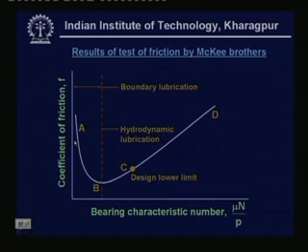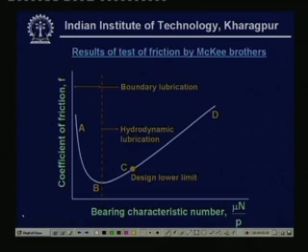Now, this is one of the plots you can see, of the coefficient of friction versus bearing characteristic number. So, what is this bearing characteristic number? This is a non-dimensional parameter which comes out in the form of viscosity, speed of the bearing and the pressure. This pressure is, as a matter of fact, the projected pressure. I think I should have explained that.